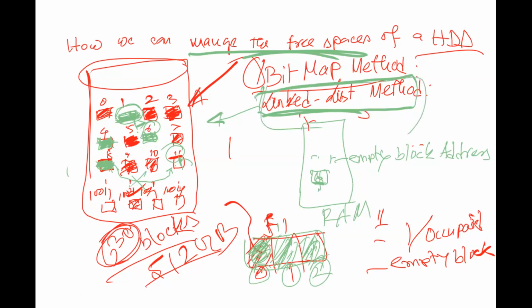Both methods, linked list and bitmap, can be useful to manage the free space of your hard disk drive. All right, that's all for memory allocation, and also free space management. Free space management is related to memory allocation. Next, we'll learn the disk scheduling algorithms.